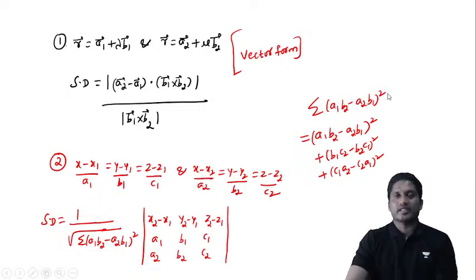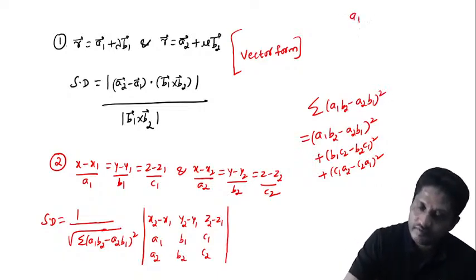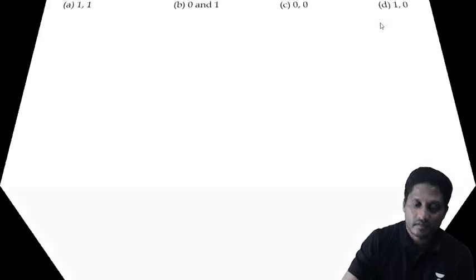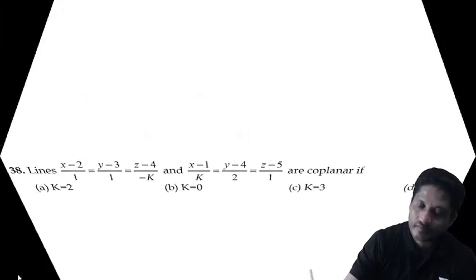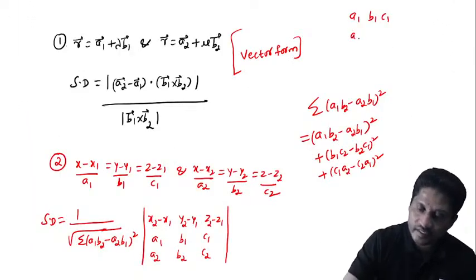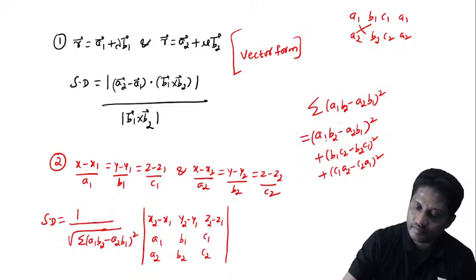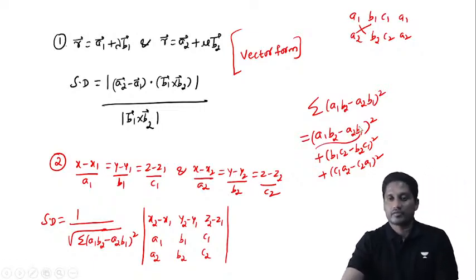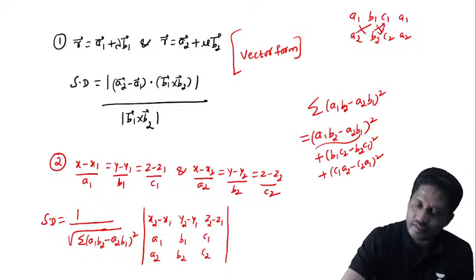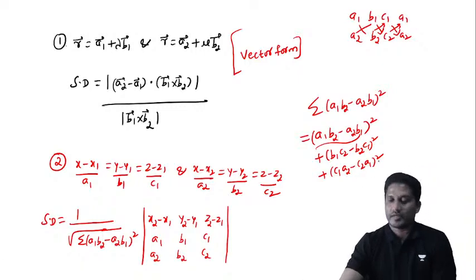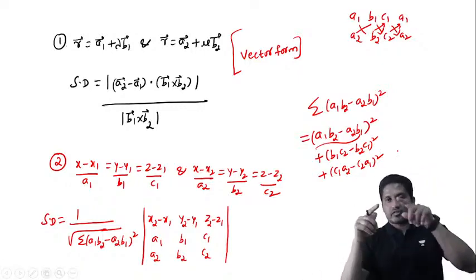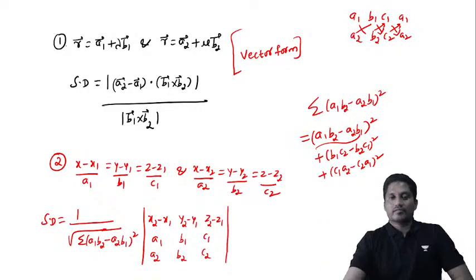Actually I remember like this. DRs of the first line are a1 b1 c1, and DRs of the second line are a2 b2 and c2. Repeat the first column. This minus this will give me the first one, a1 b2 minus a2 b1 the whole square. Again this minus this will give me b1 c2 minus b2 c1 the whole square. This minus this will give me c1 a2 minus c2 a1 the whole square. Just write the DRs, cross multiply, square thrice, you will get the value of that summation and substitute.